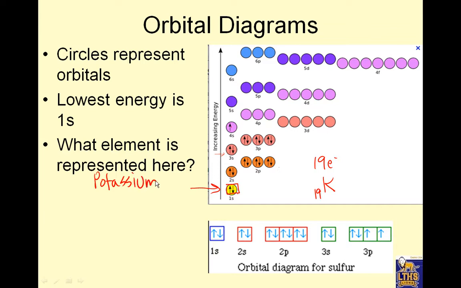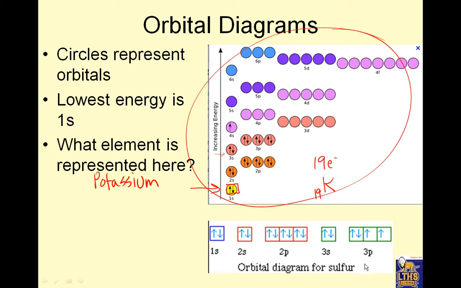How do I know? Well, I counted the electrons, and we're assuming it's neutral. So that means if it has 19 electrons, it also has 19 protons in the nucleus. So this is what you would use to show every element, and you would just fill up these energy levels using the rules that we just practiced, and we'll keep practicing.